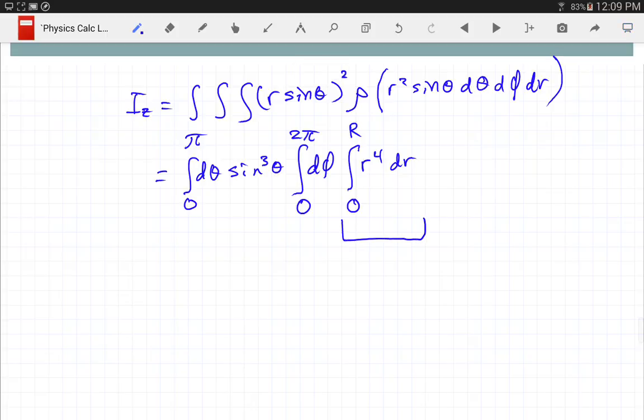Who can tell me the value of that integral? Oh, and I forgot to write rho. There's my rho. What's that integral? R to the fifth over 5. What's this integral? Two pi. What's this integral?